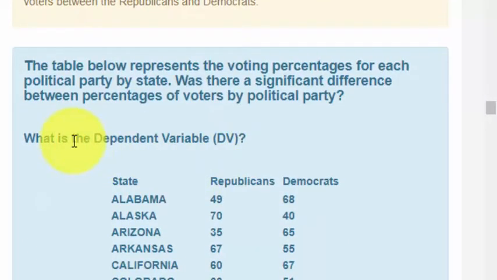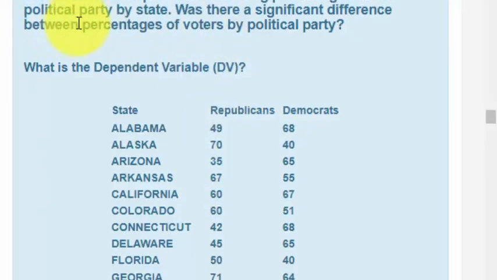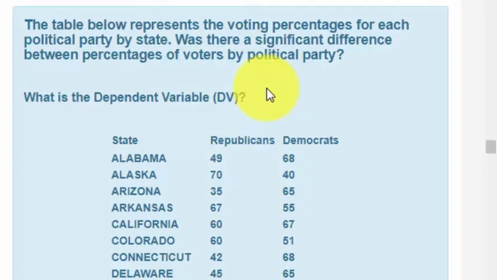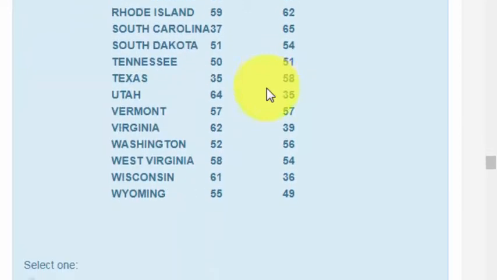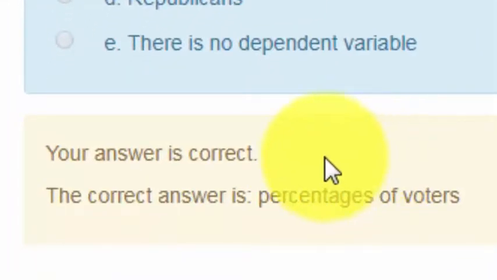What is the DV of this question? Remember, the DV is anything that's being physically measured. It's whatever the numbers represent. So our numbers are here. These are the percentages of voters. That's what the DV is. That's what the numbers represent. Percentages of voters. Let's go down here. Click check. He shoots, he scores, right? So the DV is the percentages of voters.